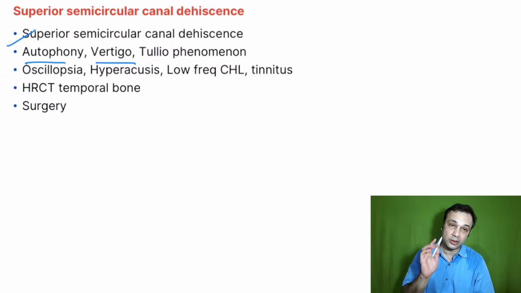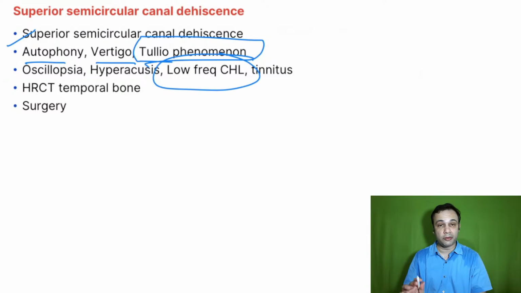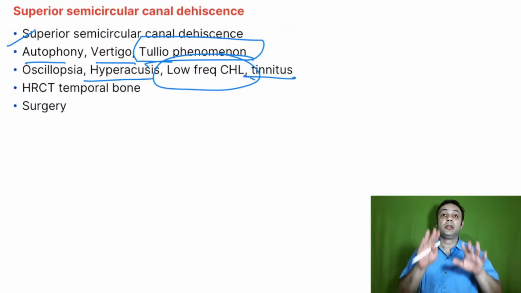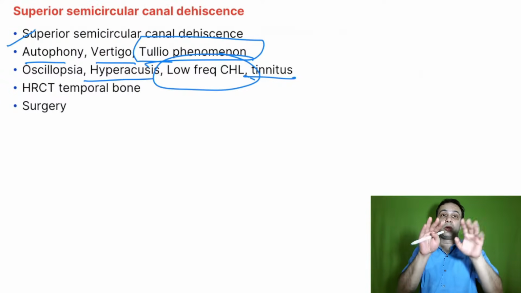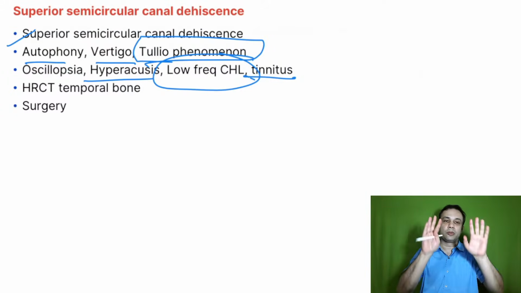Autophony, vertigo, that is noise induced vertigo, which is also called Tullio phenomenon. You see a low frequency conductive hearing loss in case of superior semicircular canal dehiscence along with tinnitus. Hyperacusis, oscillopsia, when the patient moves, you see that the surroundings also move. When the patient is hopping around, you can see the surroundings going up and down.